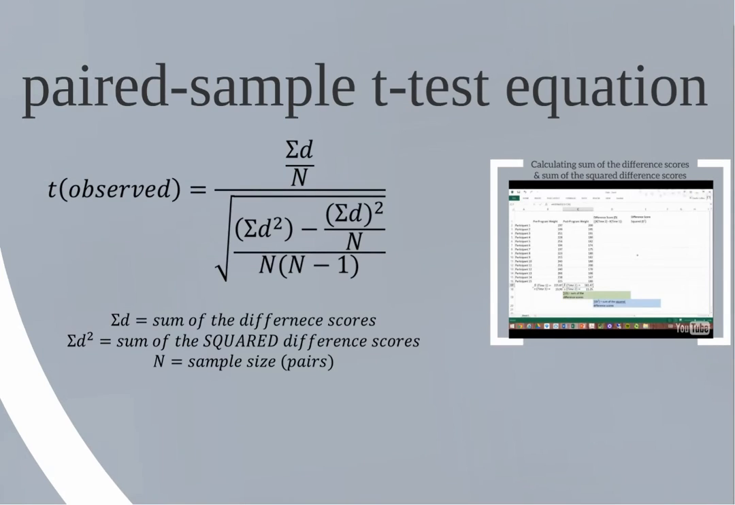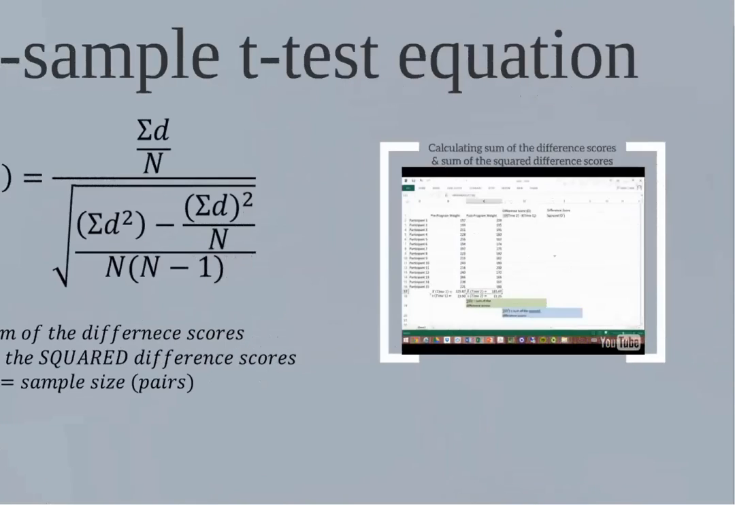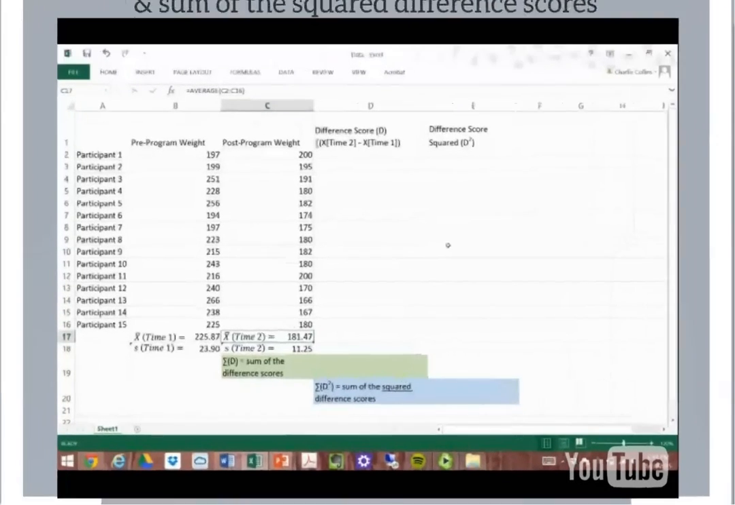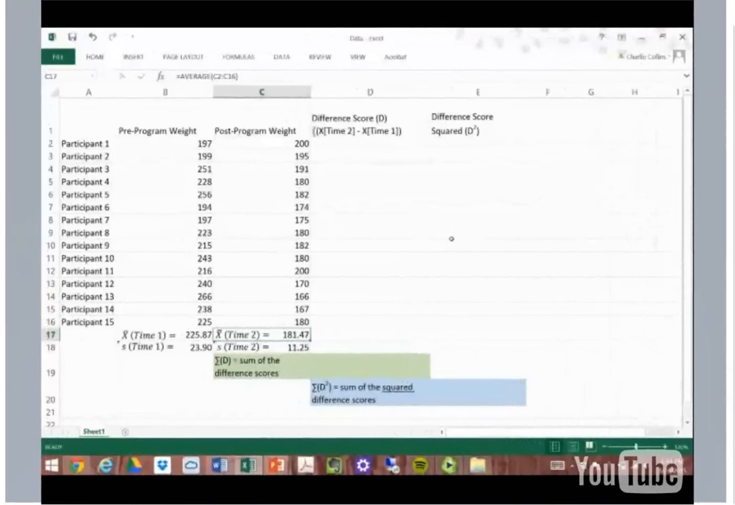So you're probably wondering what the sum of the difference scores is and what the sum of the squared difference scores is. So we have a little video here that will talk about that in just a second. And what this video does is it shows how to calculate the sum of the difference scores, also the sum of the squared difference scores.